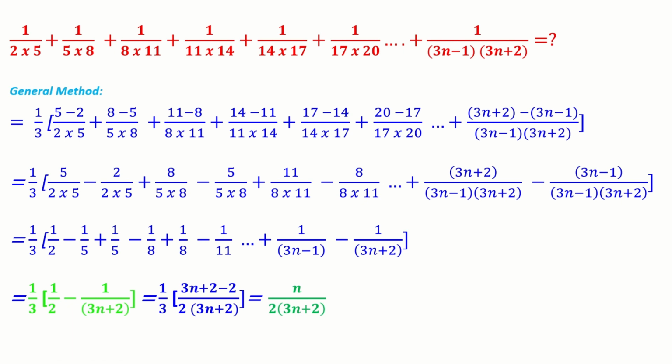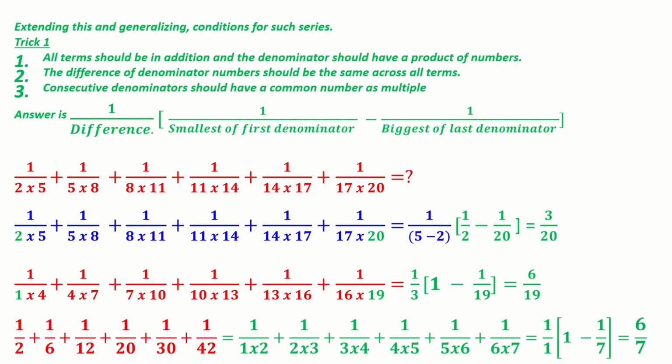Now let's learn the simple trick and solve the problems easily. We'll solve using trick one. All terms should be in addition, and the denominator should have a product of numbers. The difference of denominator numbers should be the same across all the terms. Consecutive denominators should have a common number as a multiple. The first one is 1 by 2 into 5 and the second one is 1 by 5 into 8. 5 is common, 8 is common, and it should be like this.